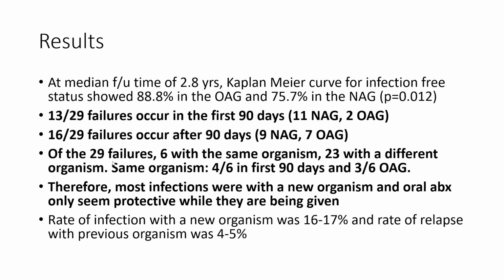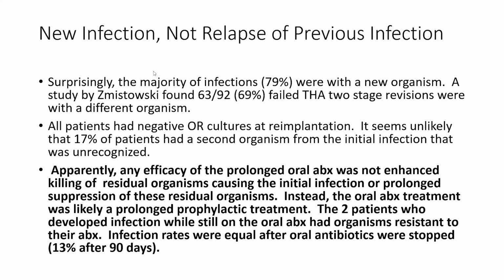And then of the 29 failures, only 6 were with the organism that was originally present prior to the 2-stage procedure. 23 were with a different organism. So this suggested that most infections are with a new organism and that the oral antibiotics only seem to be protective while they're being given. So these appear to be new infections patients are getting, not relapse of their previous infection.